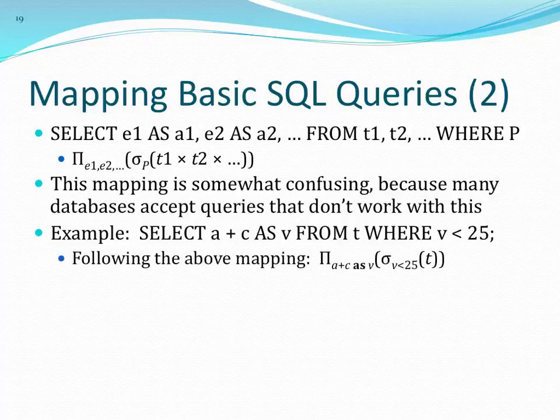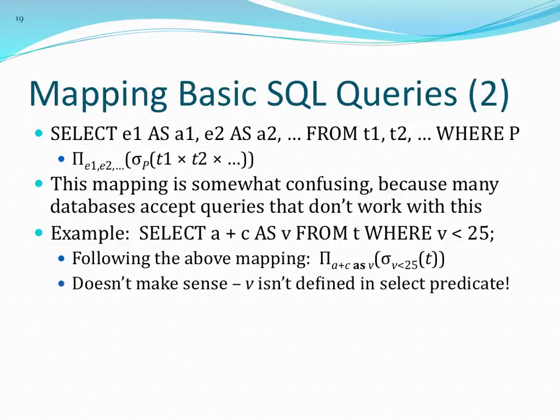If we were to follow the above mapping, then we would end up with something like this. It doesn't make any sense, right? Because now we have select V is less than 25, but we haven't computed what V is yet. So what do we do? Do we put the project before? Then you can easily write other queries that break when you put the project before the select. Thankfully, the standard is very clear about it.